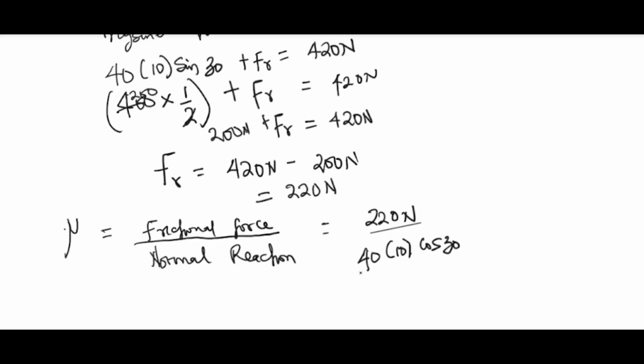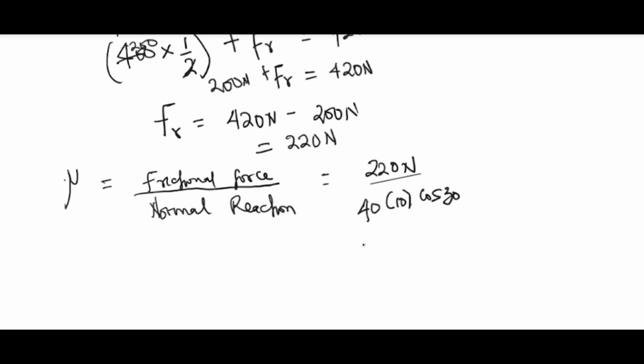Okay. So we'll have 220 over 400 cos 30. And that will give us 0.635.